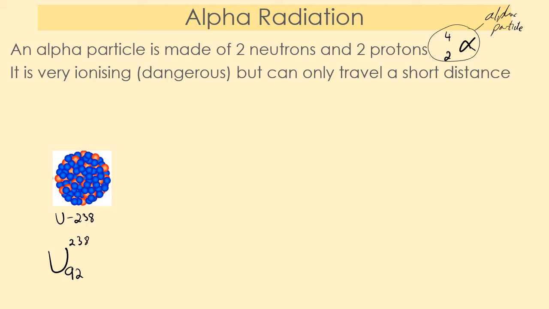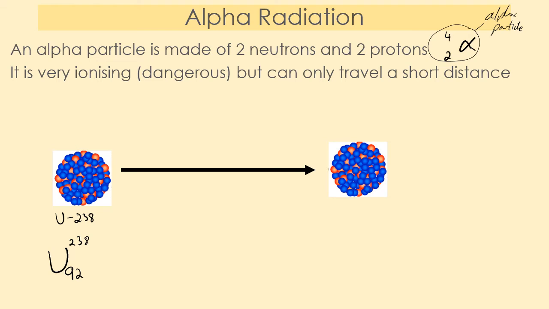Now, as I said before, radioactive decay is random. We can't predict when it's going to happen. Luckily for you, though, I've managed to isolate an atom that I can predict when it's going to emit an alpha particle, and that is now. There we go. We can see that alpha particle whizzing off. My uranium-238 has emitted an alpha particle, and as such, it has changed. It's decayed into something else.